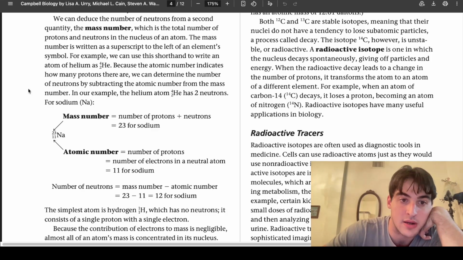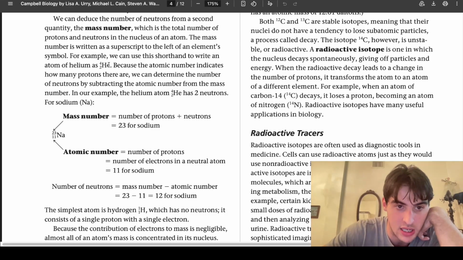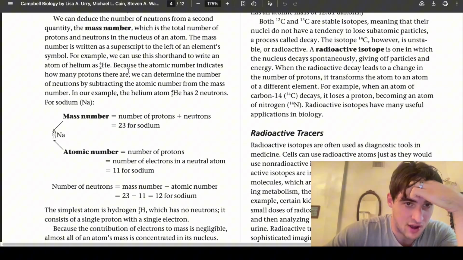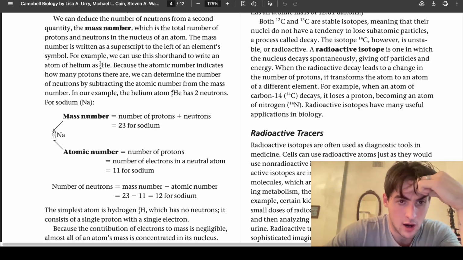The mass number is written as a superscript to the left of an element's symbol. For example, we can use the shorthand to write an atom of helium as 4 2He. So I'm going to take a guess right here without reading further and say that 4 means 4 protons, or 4 neutrons, sorry. And 2 means 2 protons, and He means helium. So helium has 4 neutrons and 2 protons.